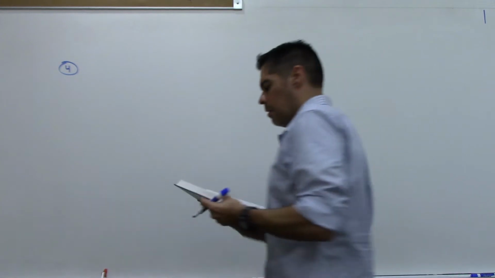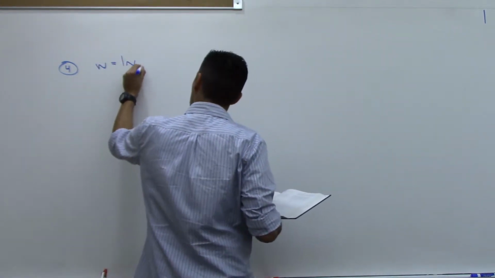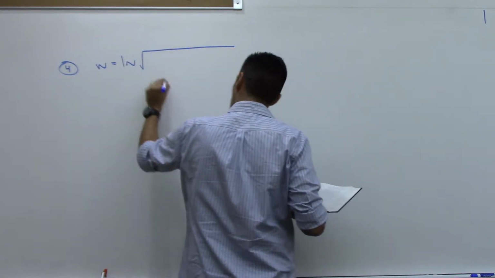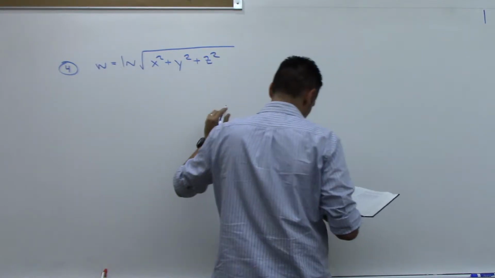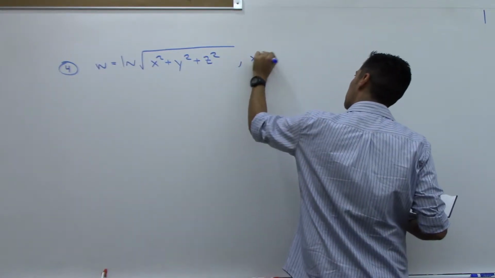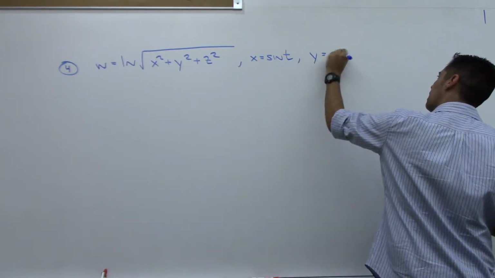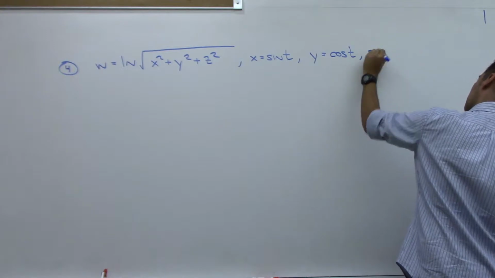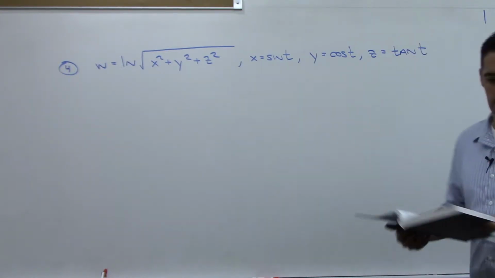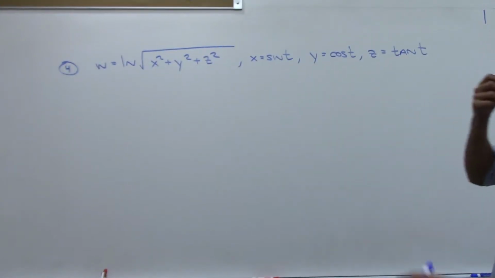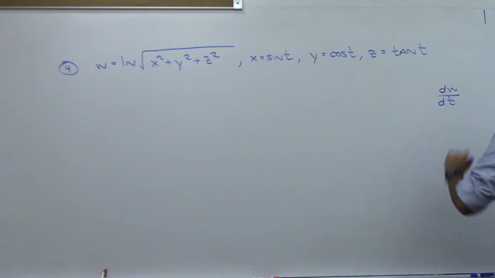So for 4, w equals natural log the square root of x squared plus y squared plus z squared. X is sine t, y is cosine t, z is tangent t. So of my options, it's most likely this is going to be find dw/dt. But let me draw a tree here.